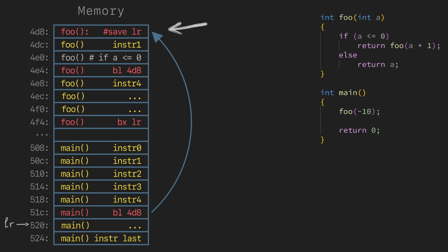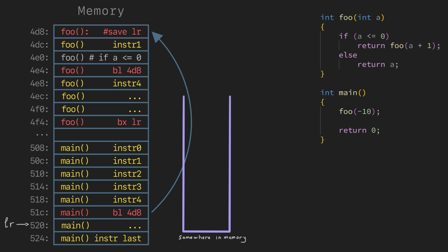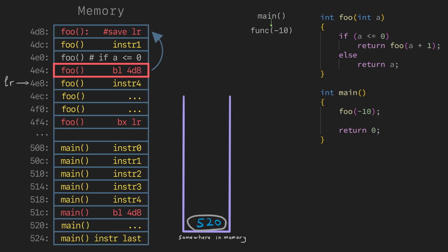Let's replace the first instruction of foo with the magic instruction that saves the link register in a smart way. And this is our storage placed somewhere into the memory. 520 is saved. Now we face the BL that wants to jump to the first instruction of the foo, so this BL is recursive. And it puts the new return address, which is 4E8, to the link register.